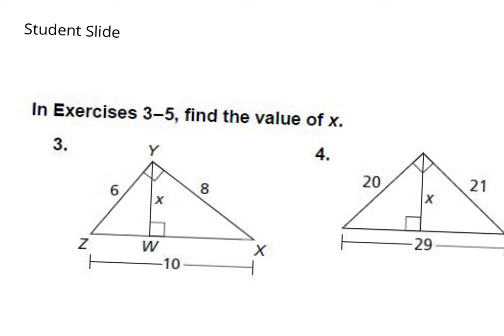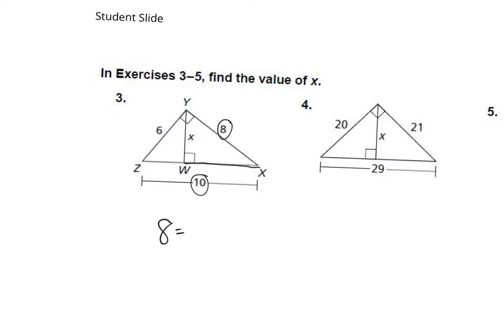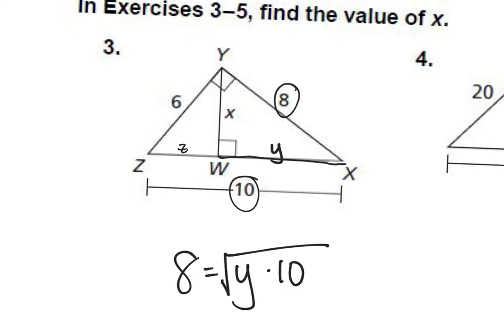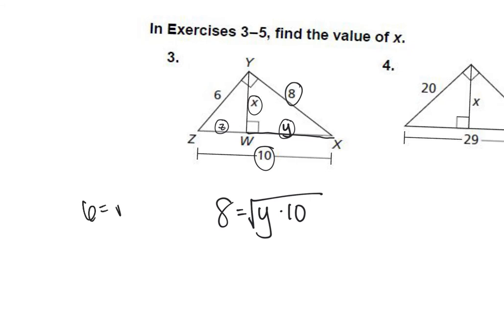So this 8 is the geometric mean of this length, WX, and 10. Do you guys remember that? So 8 equals the square root of this missing piece, which we'll label Y, times 10. Then we also need to figure out this term Z, because remember, X is the geometric mean of these two. So 6 is equal to the square root of Z times 10.